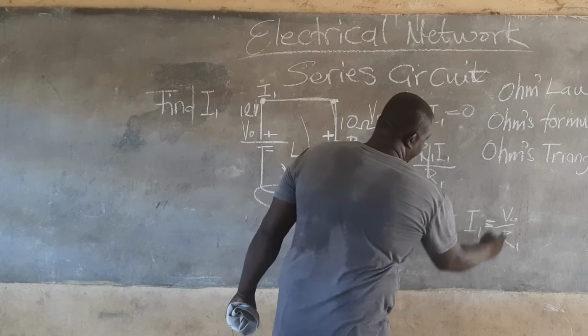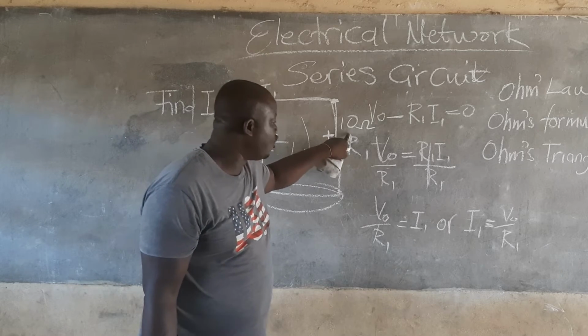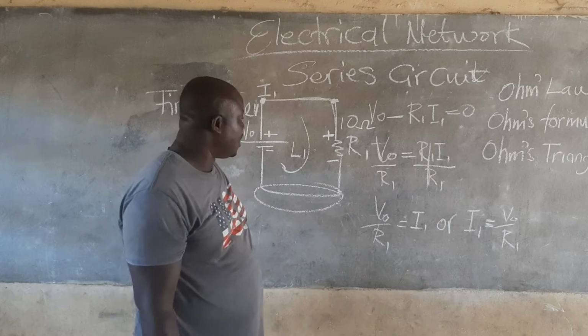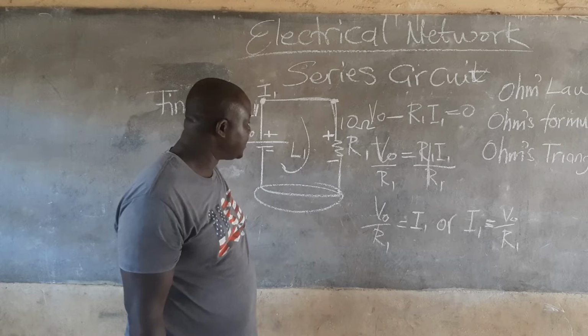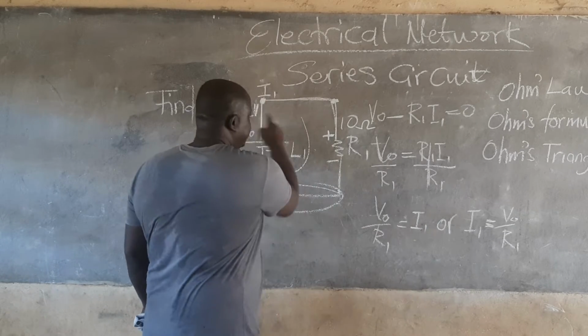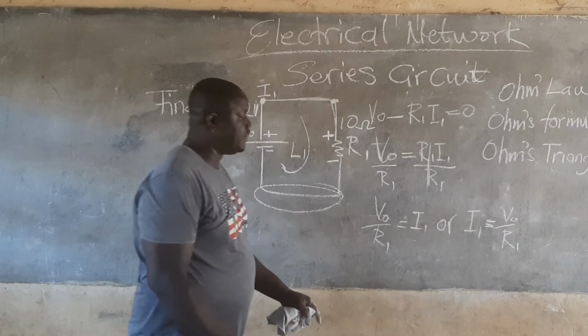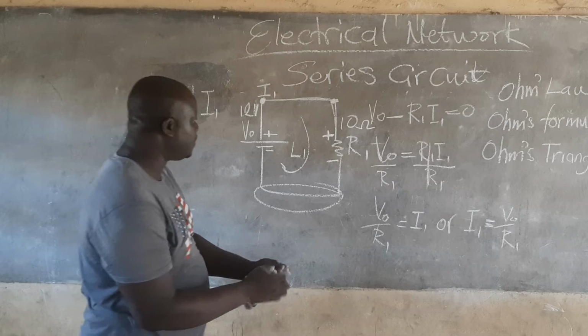So this is the voltage and this is resistance. So I know my voltage, which is 12, and I know my resistance, which is 10. So the only thing you do is that you just plot the whole thing into any one of these, and you get the I1.